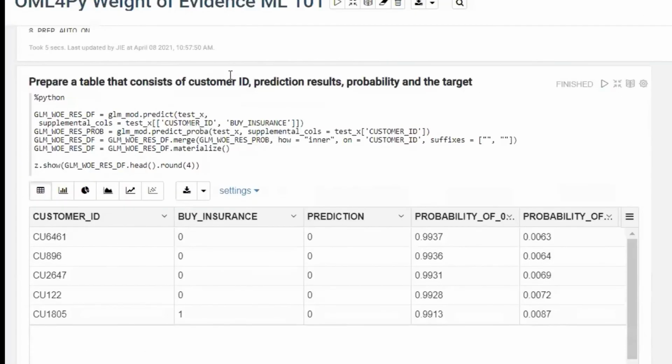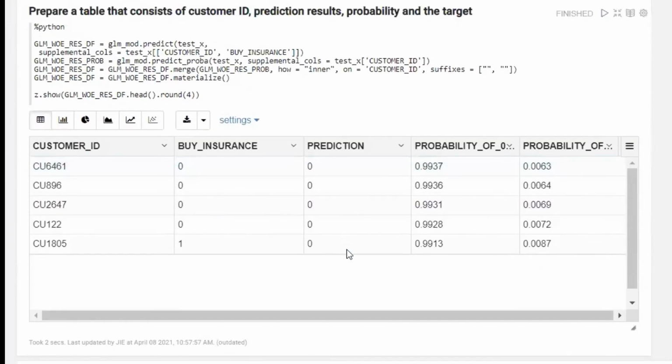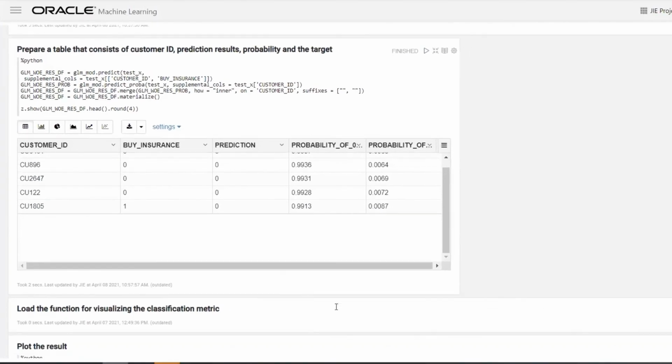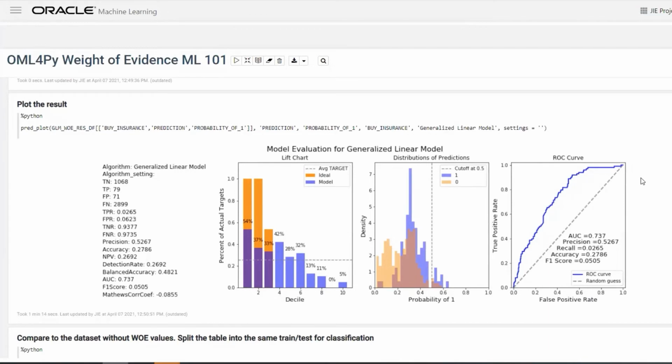After we build the generalized linear model, we can get predictions. And then we can generate a visual to check the results. So this one is all with the weight of evidence transformed features. You can see here it's our familiar old friend, the ROC curve, and we obtained 0.73. It's not bad.